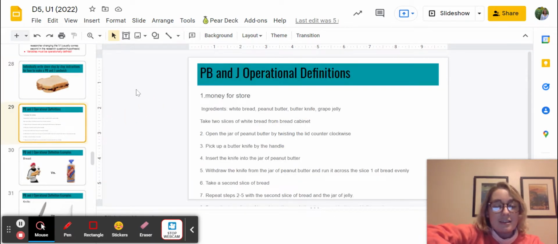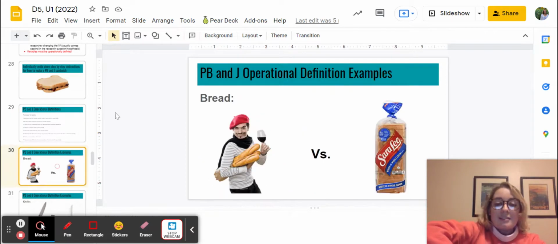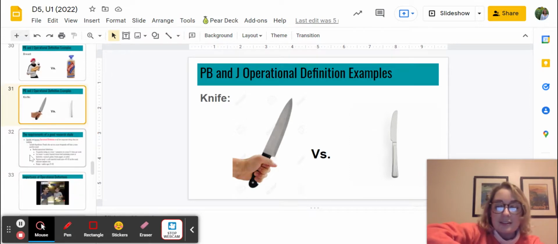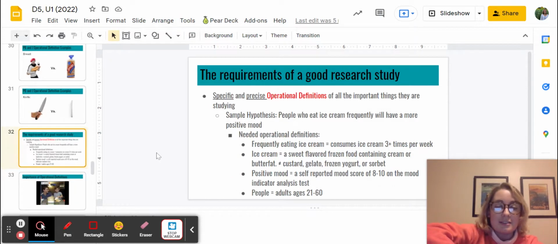and we'll see here. These are from last year, but we find that it's really important to be very clear in how you are defining things and very precise in the directions you're giving. So, for example, if you just say, go get some bread, okay, well, am I getting a baguette or am I getting sandwich bread? Or you say to get the knife to spread it. Okay, am I getting a steak knife? Am I getting like a little cheese knife? Or am I getting a butter knife? Right? So this is where operational definitions come into play.